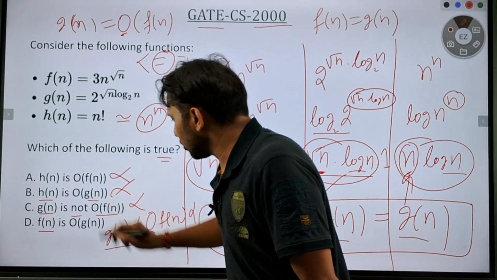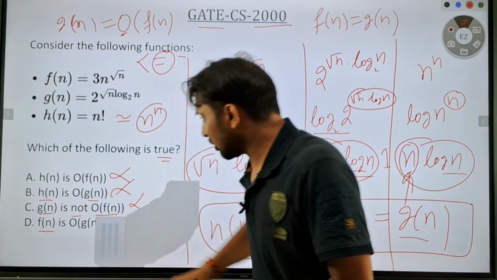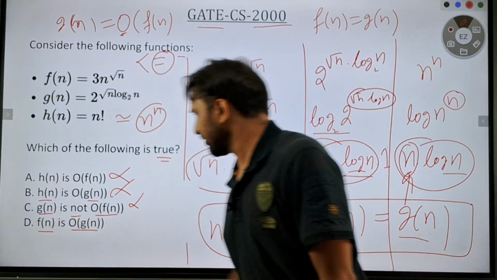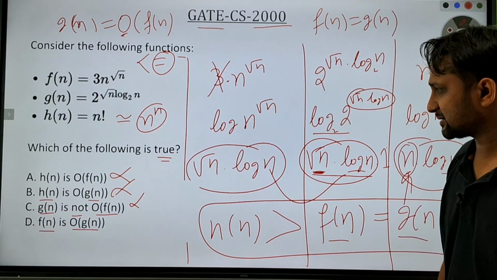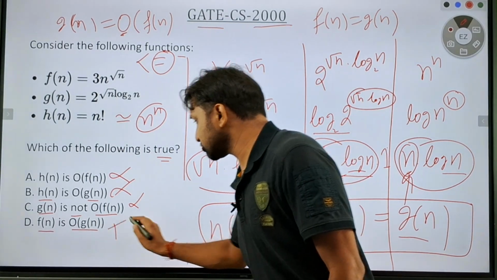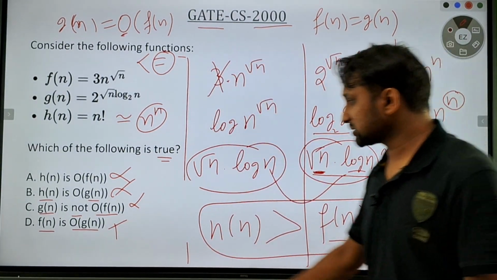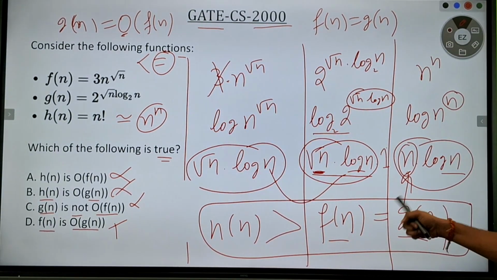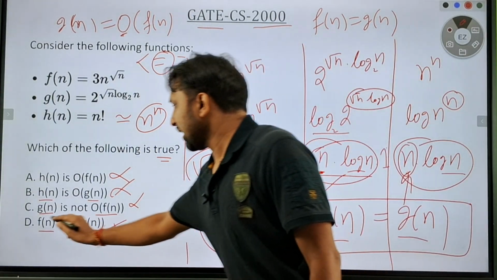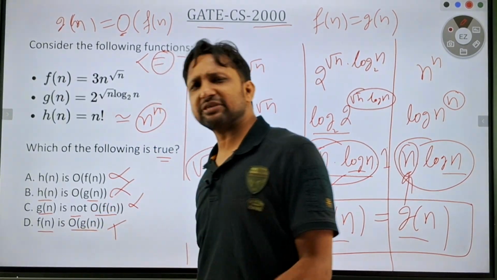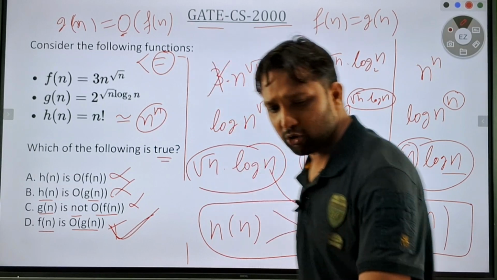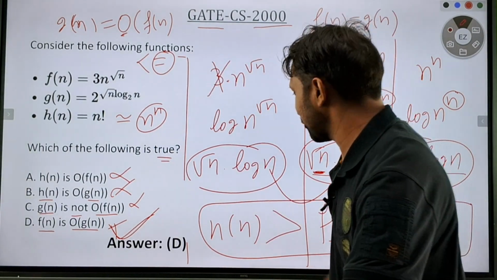Last one, these three options are wrong now. Let me check out the last option. Fn is equal to big O of Gn, meaning Gn is greater than Fn. This statement is true, because they are equal, and if they are equal, that can be represented with the help of big O notation. So D is true. Yeah, D is the right answer over here.